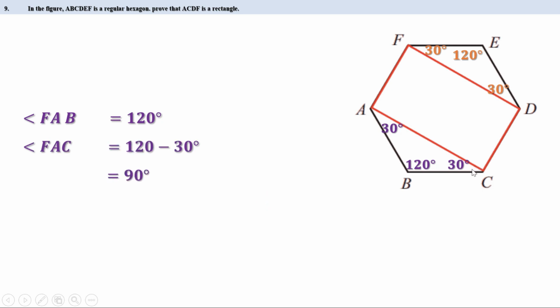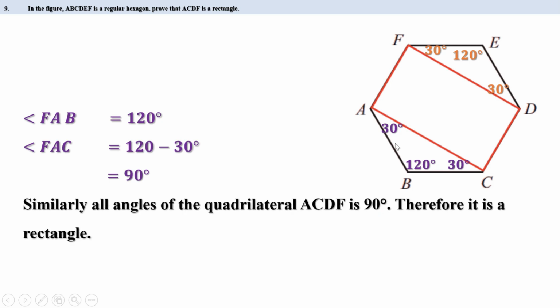In the same way, this total angle is 120 degrees as it is an angle in the regular hexagon. Since this angle is 30 degrees, this angle is 90 degrees. Similarly, we can see that these two angles are also equal to 90 degrees. That means all the four angles of this quadrilateral are 90 degrees. Therefore, it's a rectangle.